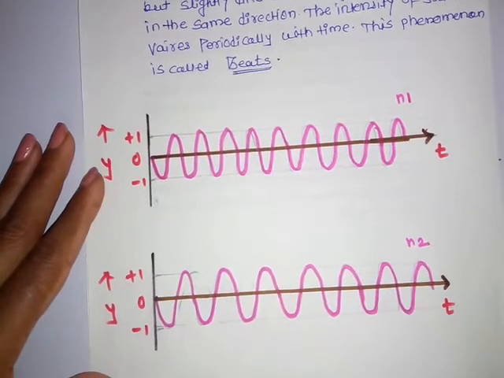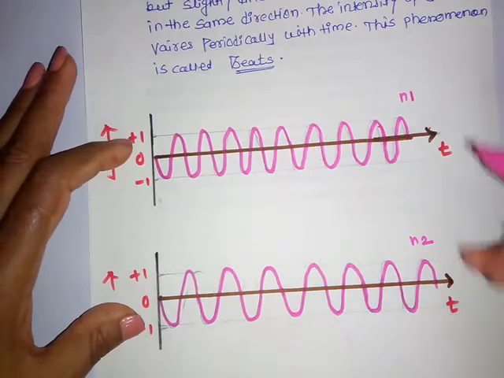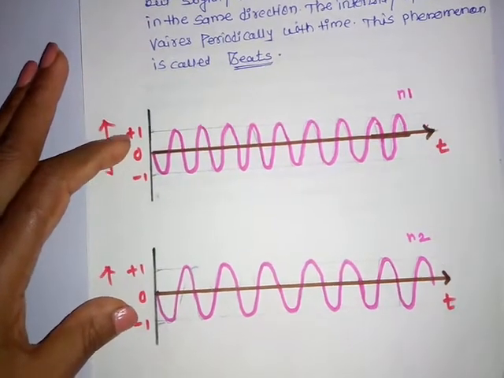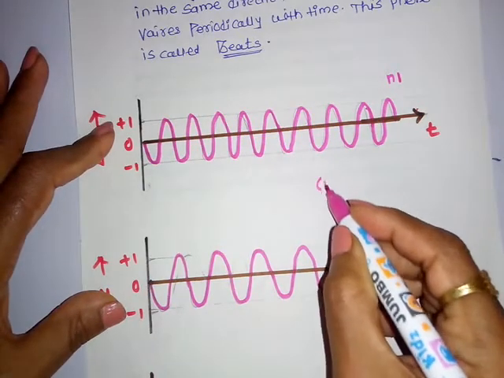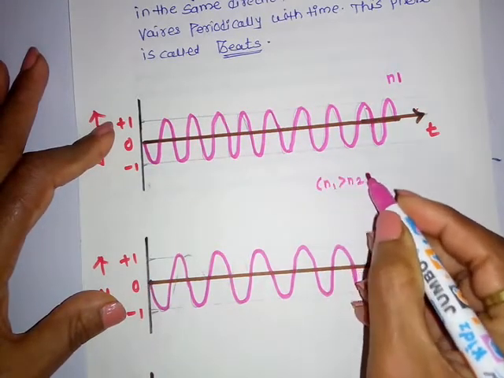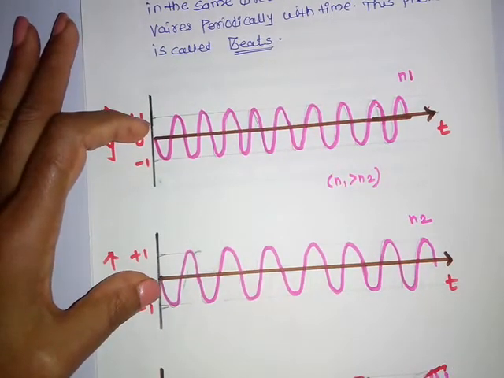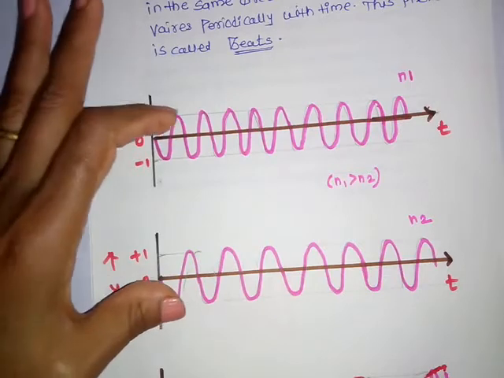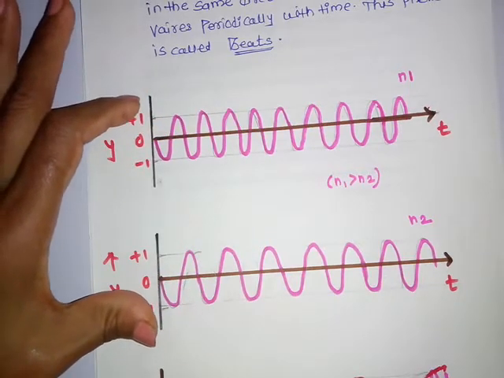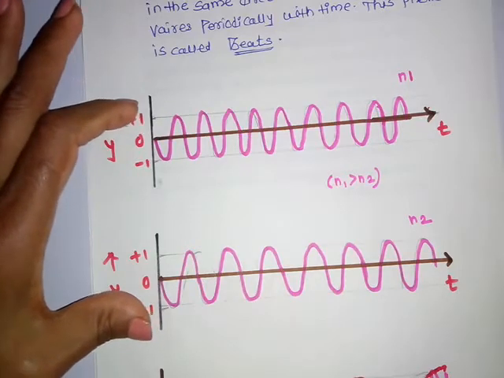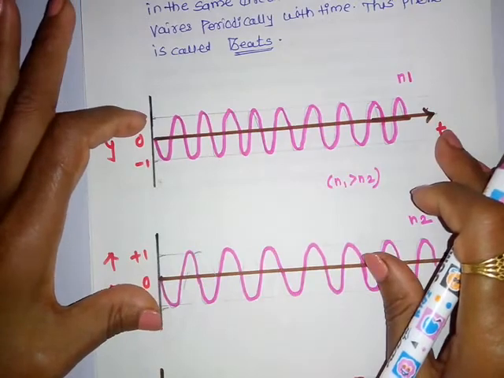Now in this figure we can see two waves: the first wave having the frequency n1 and the second wave having the frequency n2. Consider n1 is greater than n2, because there is a slight difference in the frequencies. Having the same amplitude means in this figure we can see the amplitude along the y-axis as 1 centimeter and along the x-axis is time.